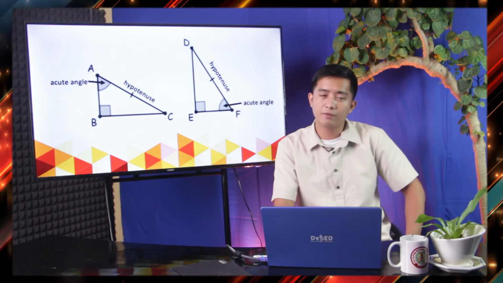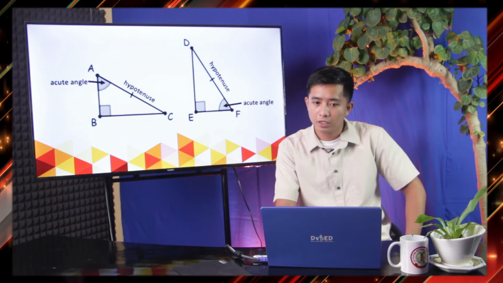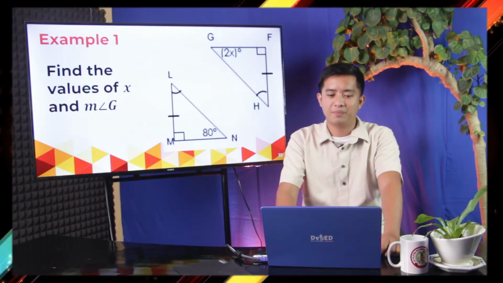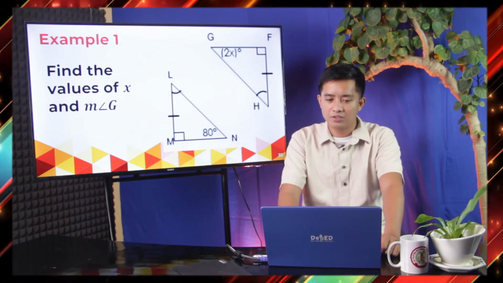So have you understood the lesson? If yes, we will now proceed to our example. Example number 1. Find the values of x and the measure of angle G.